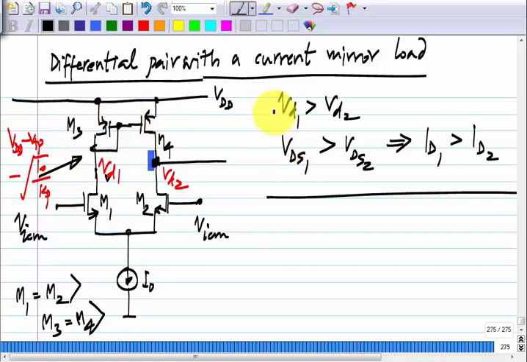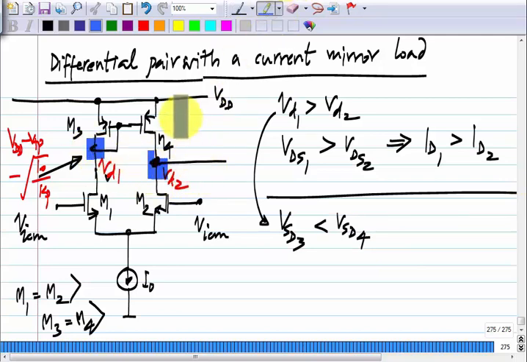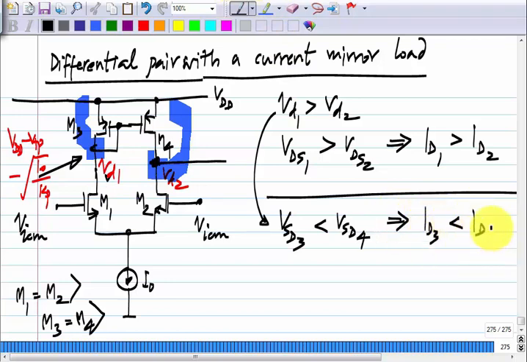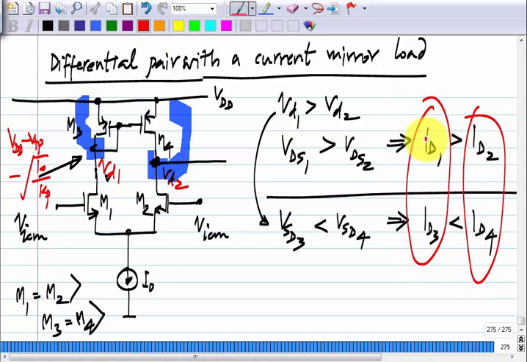Okay. Now, this means that VSD3 is smaller than VSD4, right, because we said that VD1 is more than VD2. So, this voltage is bigger than that voltage. Okay. Now, what does that say for drain currents of M3 and M4? This means that ID3 is less than ID4, but ID1 is the same as ID3, ID2 is the same as ID4. So, you can't have this, right.